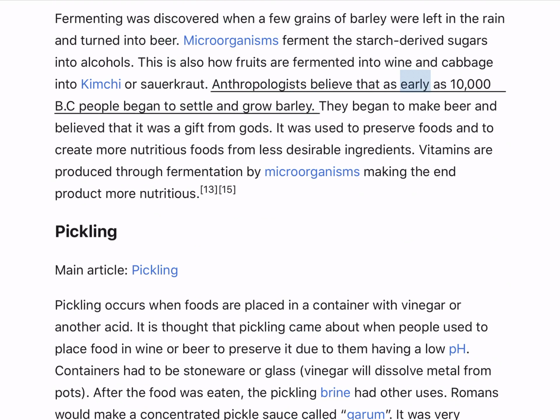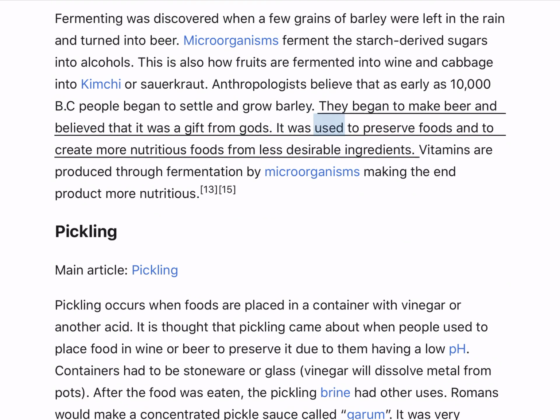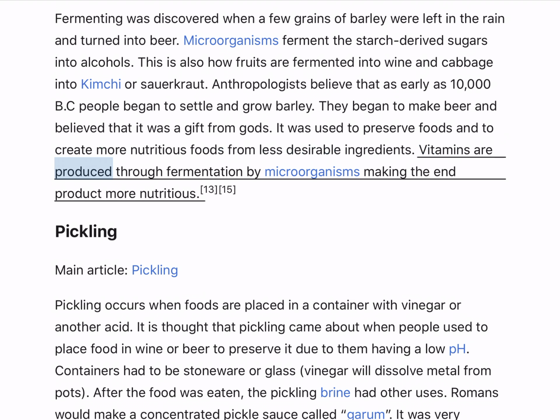Anthropologists believe that as early as 10,000 BC people began to settle and grow barley. They began to make beer and believed that it was a gift from gods. It was used to preserve foods and to create more nutritious foods from less desirable ingredients. Vitamins are produced through fermentation by microorganisms, making the end product more nutritious.